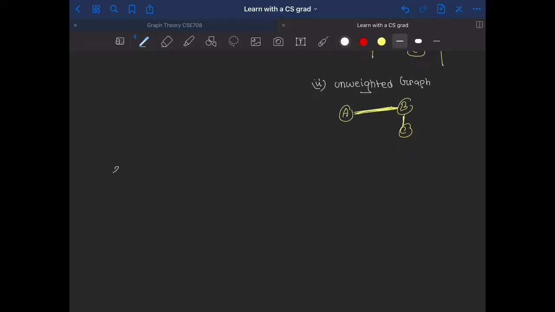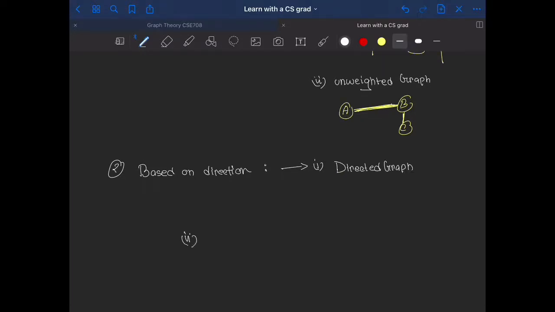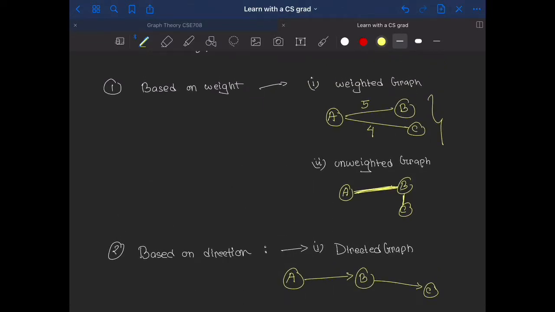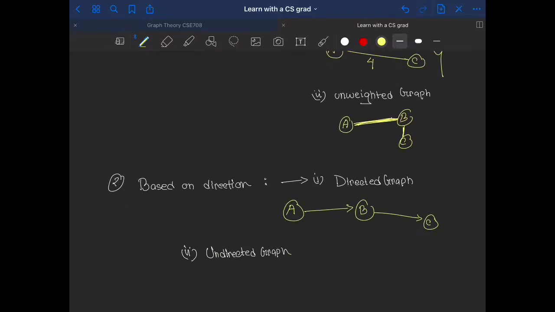Now coming to the second classification, which is based on direction. Here we have two types: a directed graph and an undirected graph. A directed graph has symbols. Let's say again we have three nodes. There's only one path from A to B, so you can go directly from A to B, and we have a path from B to C. The previous graphs do not have any direction, it's just one line. But in directed graphs we have a direction, so we can only go from A to B.